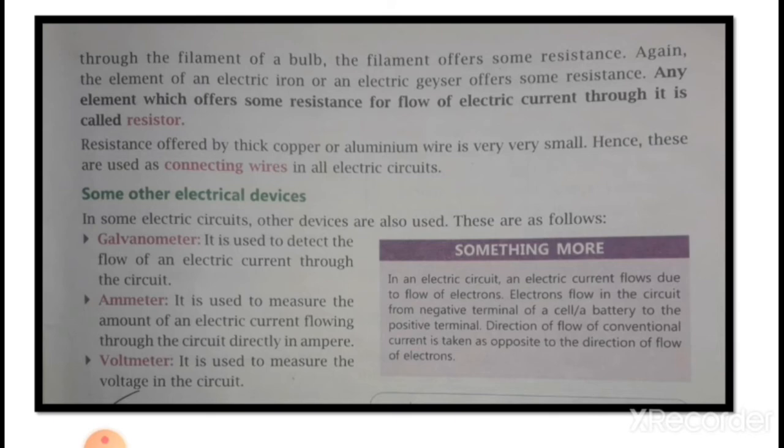It is used to measure the amount of electric current flowing through the circuit directly in ampere. We all know that, and we studied the fundamental units, right? That is, the unit of electric current is ampere. So an ammeter is a device which is used to measure the amount of electric current flowing through the circuit. And a voltmeter is used to measure the voltage in the circuit. So all these devices are essentially used in electric circuits.